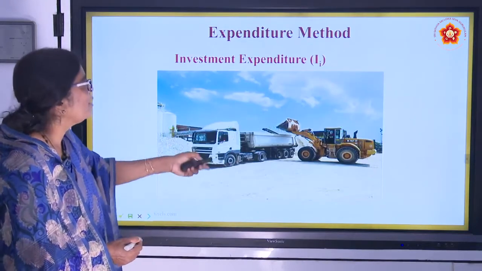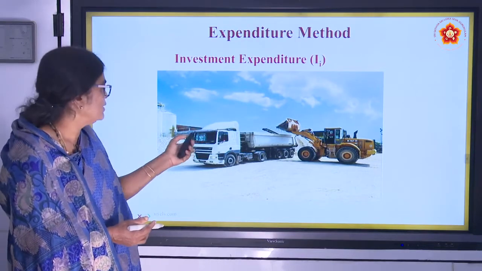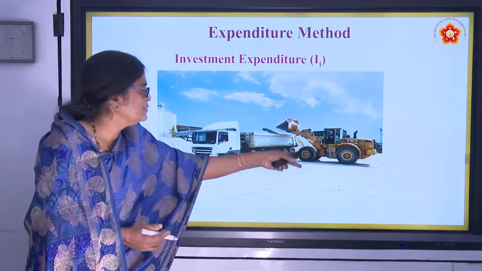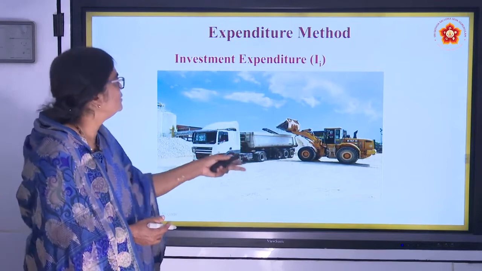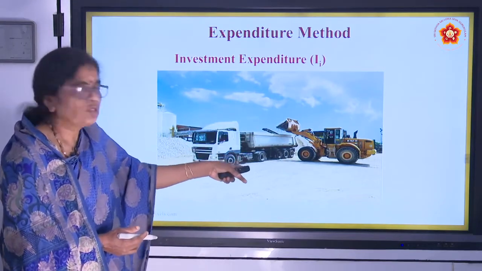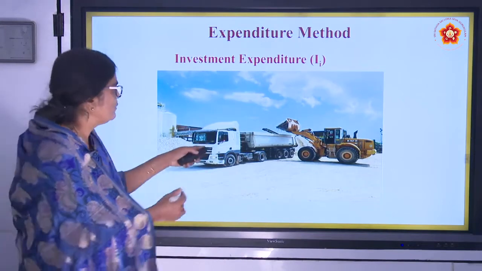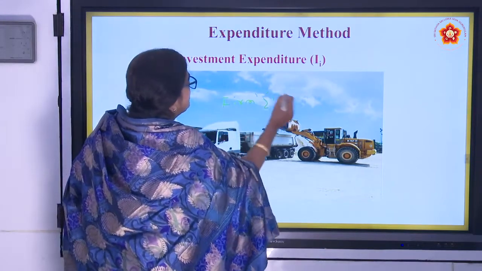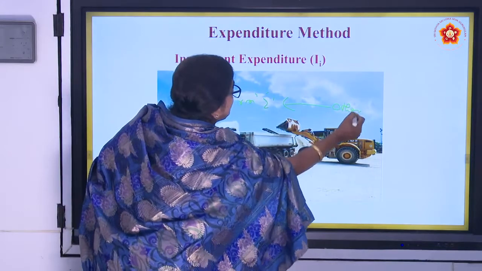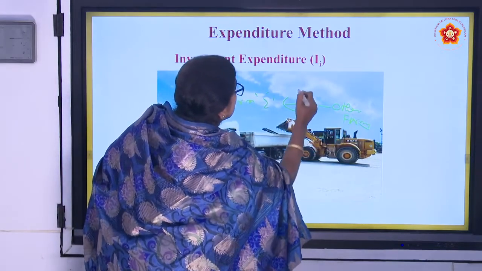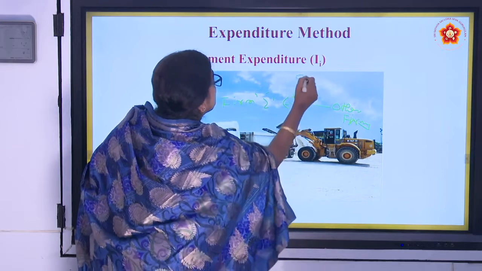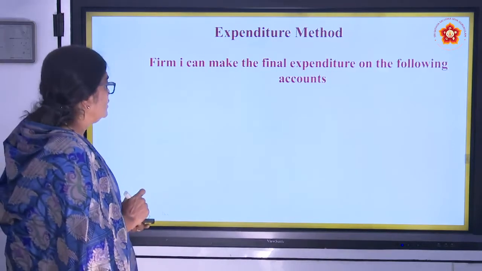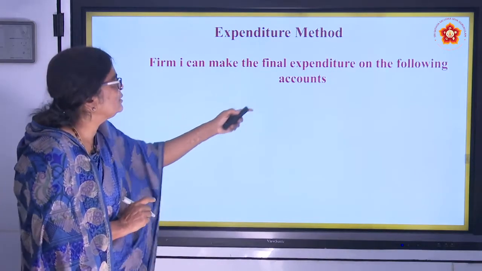And now just an example for investment expenditure. Machineries, big trucks for transport for the cement industry, mixing equipment and all these things. These are the investment or capital expenditure on capital goods. This is called investment expenditure. These capital goods we assume are produced by firm I, but other firms spent on these goods. That is what is called investment expenditure. I hope you understood. Firm I can make the final expenditure on the following account.